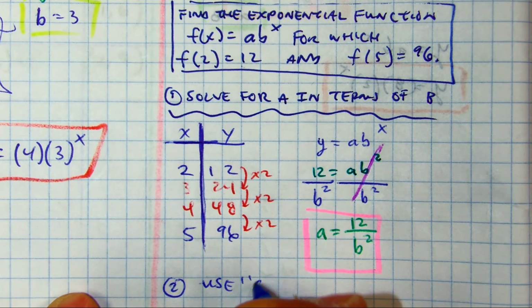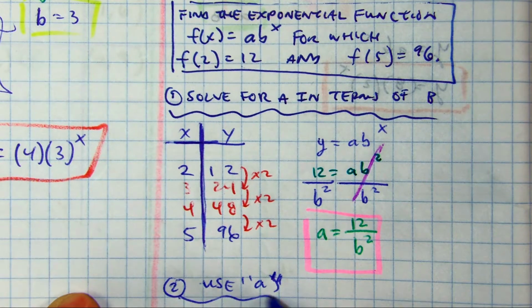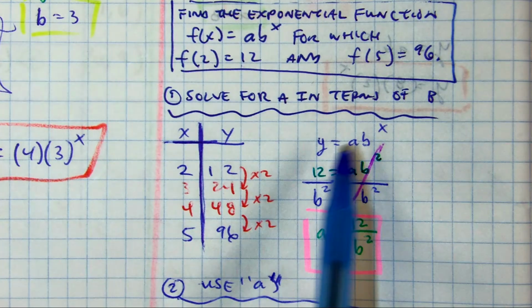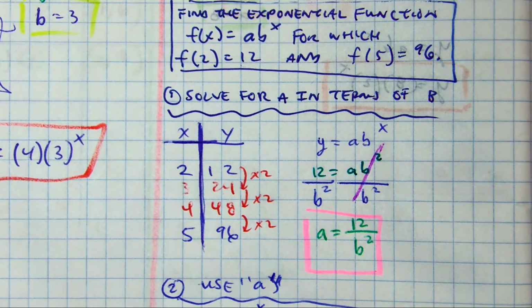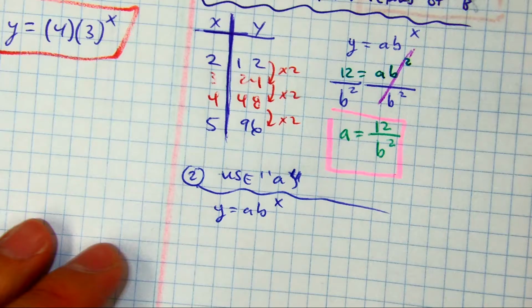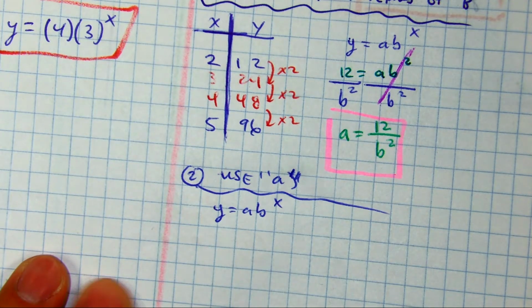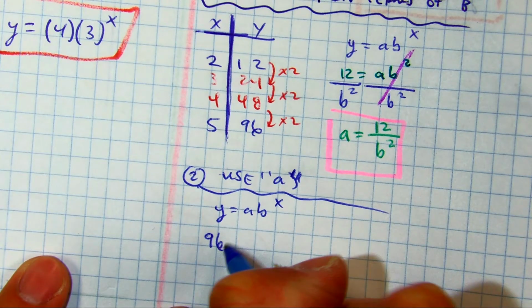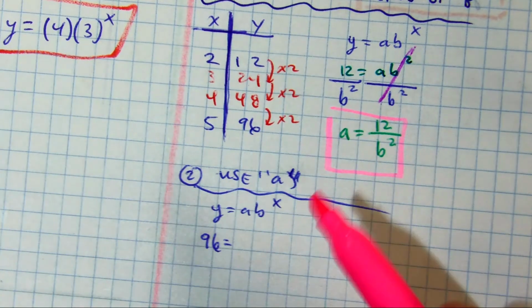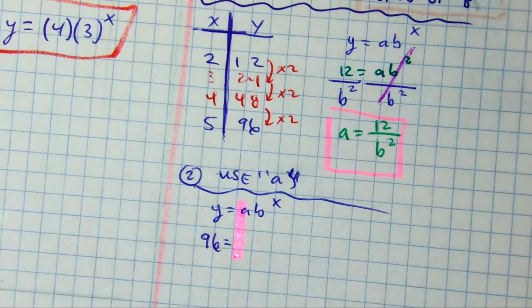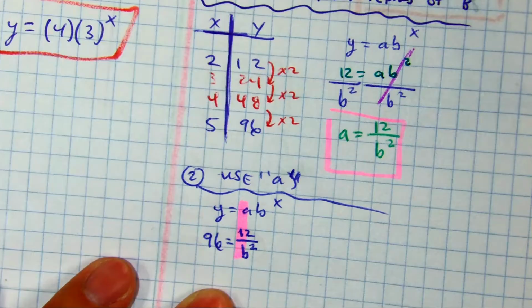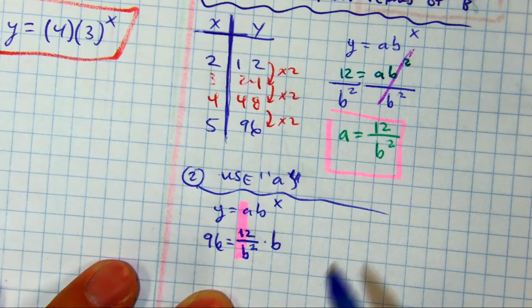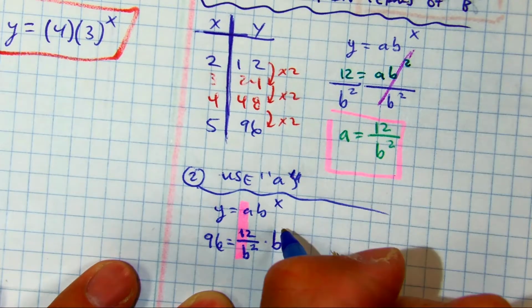Use your equation again. And now use the second ordered pair and then your A value. What's your Y value of your second ordered pair? 6. Your A value? 12. We have this B value and your X value? 5. So now we use the second ordered pair x, y, right?